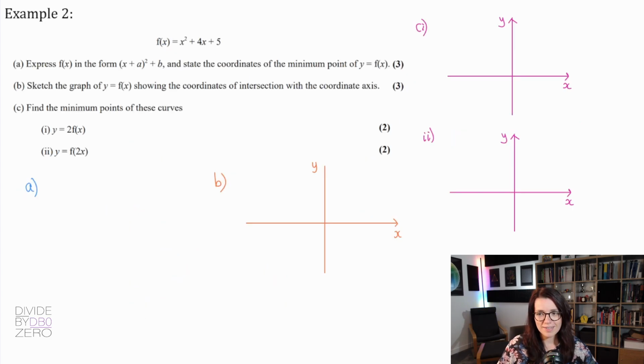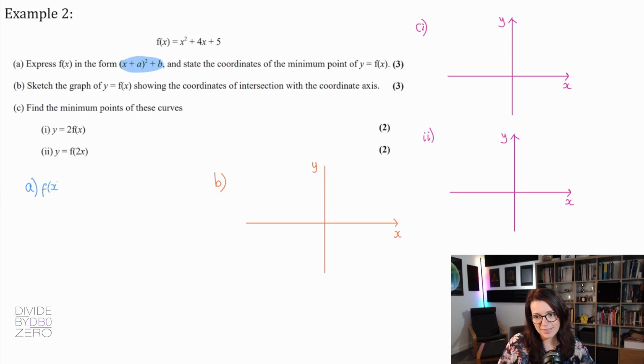Example 2. f of x equals x squared plus 4x plus 5. Part A. Express f of x in the form x plus a all squared plus b and state the coordinates of the minimum point of y equals f of x. Hopefully you recognize this format here as being completed square form. So we need to take our quadratic and complete the square.